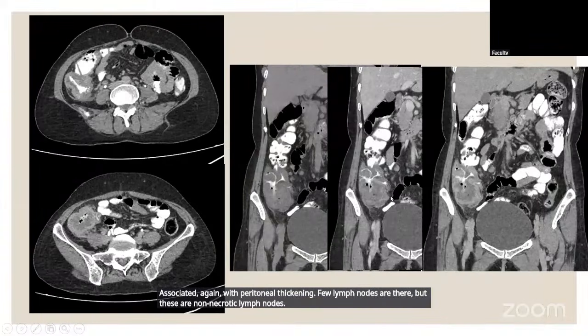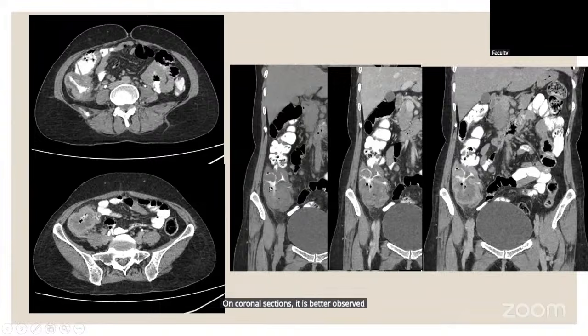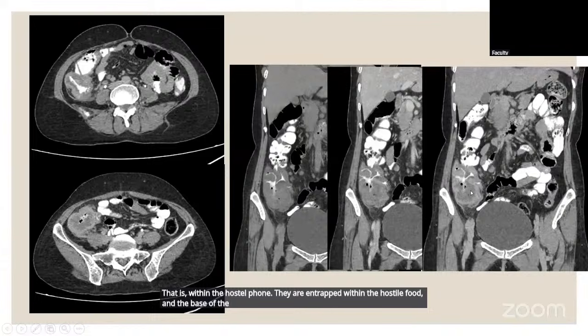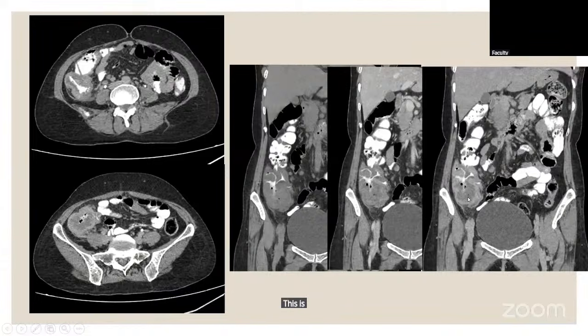On coronal sections, it is better observed that the oral contrast within the cecal wall and the proximal ascending colon is going in the crevices, that is within the haustral fold. They are entrapped within the haustral fold, and the base of the cecum is showing little hypoenhancement as compared to the serosa. This is again a feature of an infective colitis.